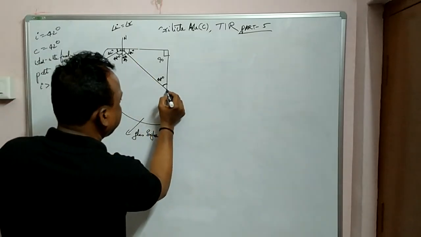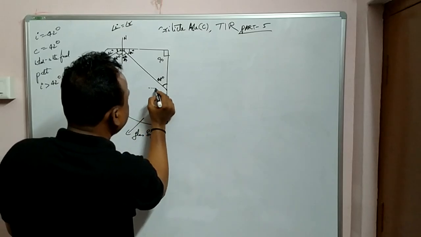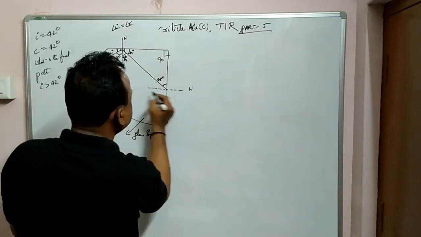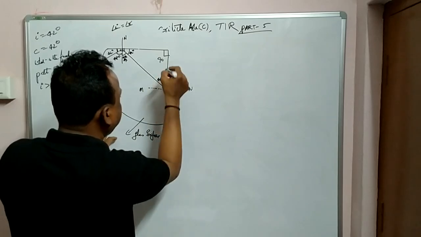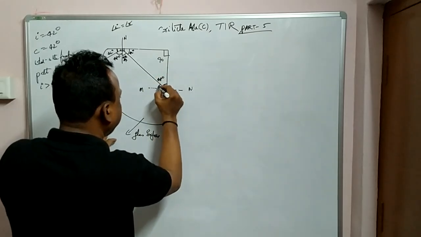So here it is incident now. Now again draw a normal. One more normal. Now this is not the angle of incidence because this is the surface. So this is the angle of incidence now, again here.